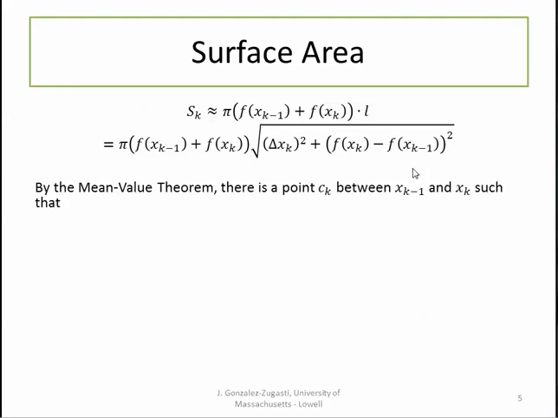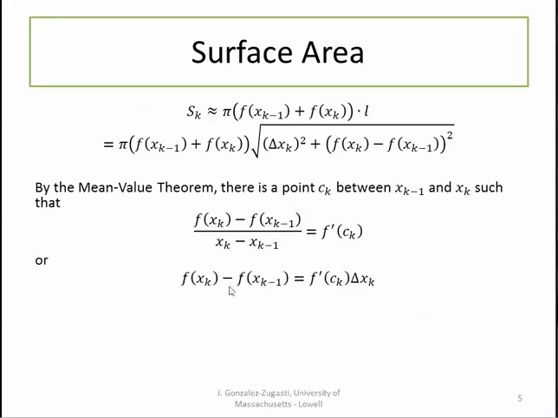All right. So now by the mean value theorem, we know there's a point c sub k in the kth interval, such that the slope of the secant line connecting the 2 points is equal to the derivative of our function evaluated at that c sub k. We can solve this by multiplying both sides by the denominator to get f of x sub k minus f of x sub k minus 1 is equal to the derivative of the function evaluated at c sub k times delta x sub k. And we're going to take this right here and plug it into the formula for our S sub k right here.